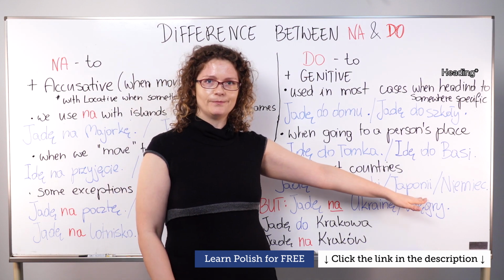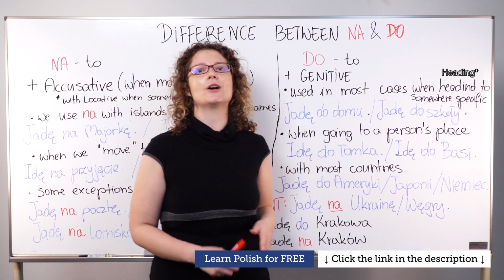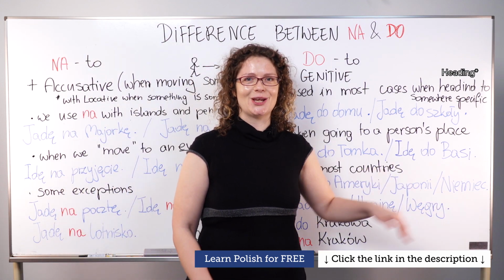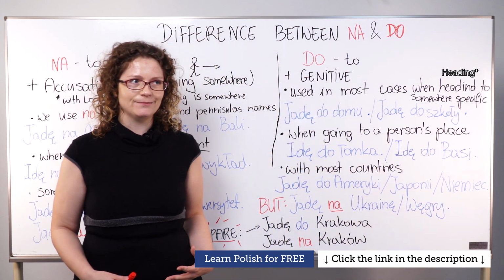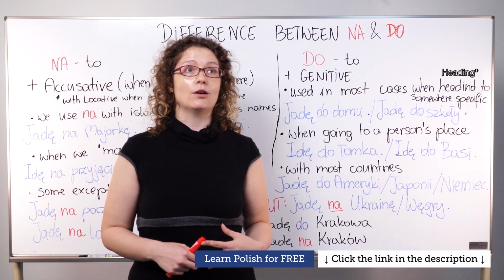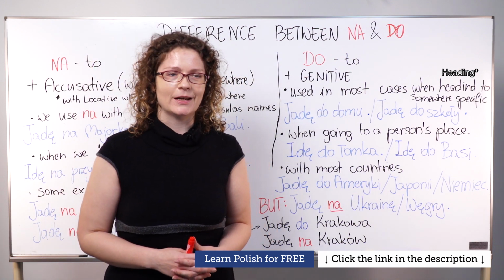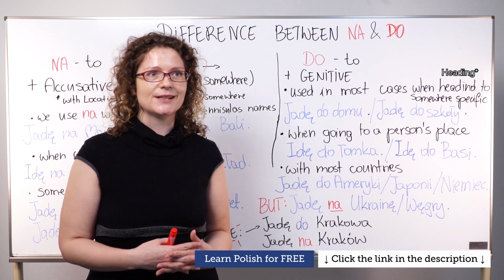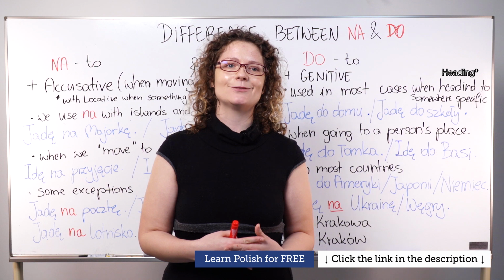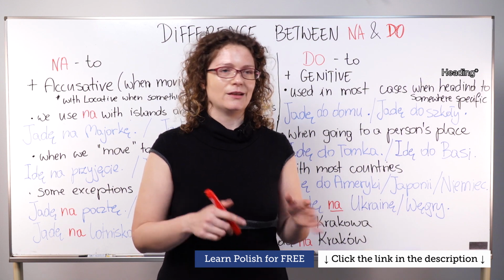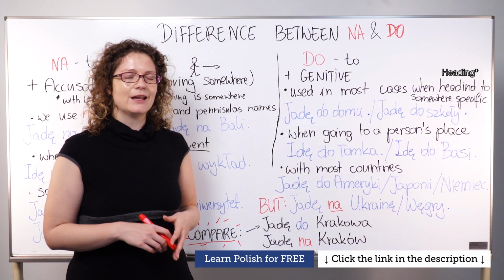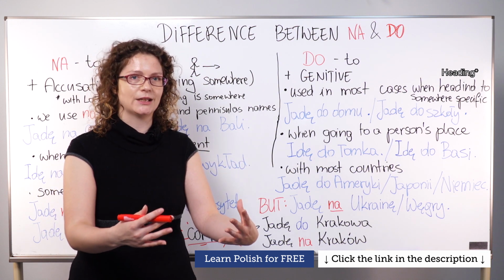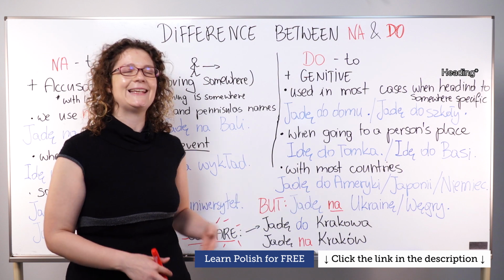Jadę do Japonii. I'm going to Japan. Jadę do Niemiec. I'm going to Germany. Also jadę do Anglii. I don't have this example here, but jadę do Anglii means I'm going to England. Now England, and actually Japan as well, is an island, but we are not speaking about the island, we are speaking about the country, so we use do.